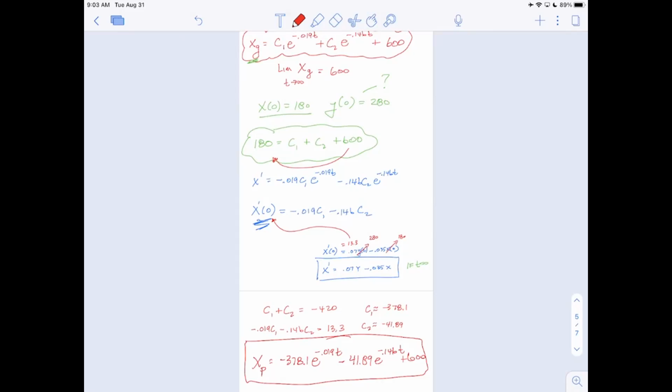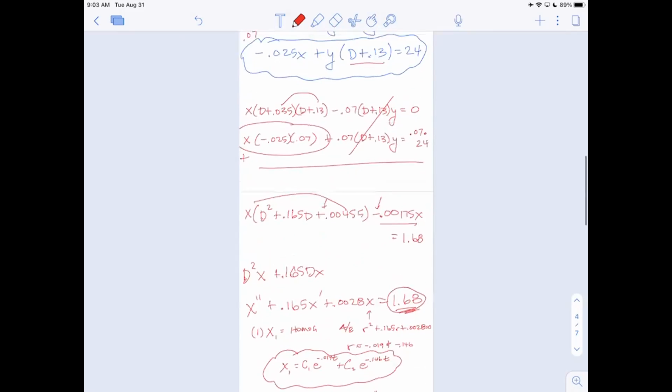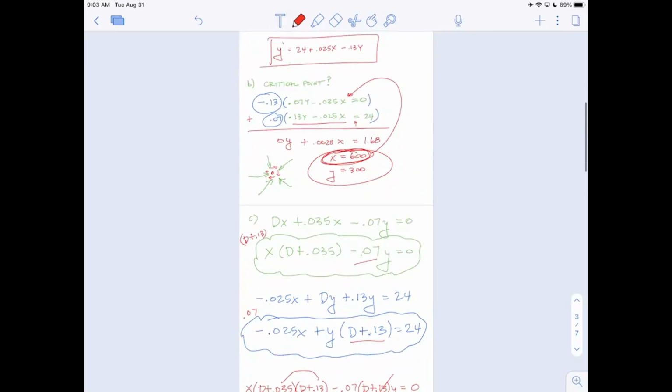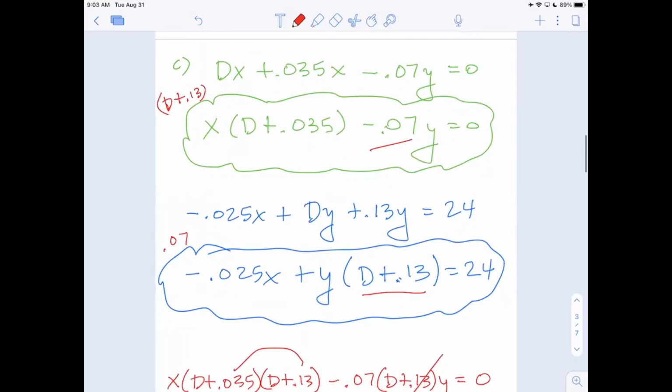So to Landon's point, it's like, man, that was a long time ago. How long ago was that? Clear back here. This is where I started. And when I chose to multiply by D plus 0.13, basically I was choosing to get rid of Y. And so I had an X equation, which turned into a second order X equation. And so Landon's question was, is there some way that I could not have to just start all over?